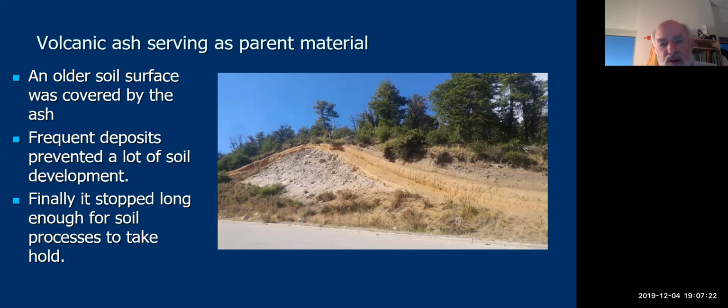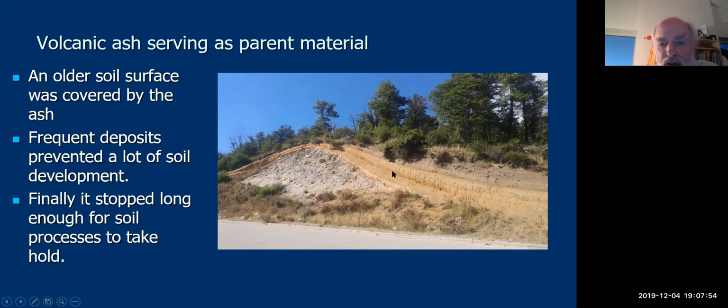What you see here in the center left of the photo is a bunch of rocks and stones. And that's the original weathered material. So this is in the mountains. You've got some broken up stones and sediment. And then on top of it is this yellow stuff. This is volcanic ash. Now the old soil surface would have been at the boundary of the gray and the yellow here.